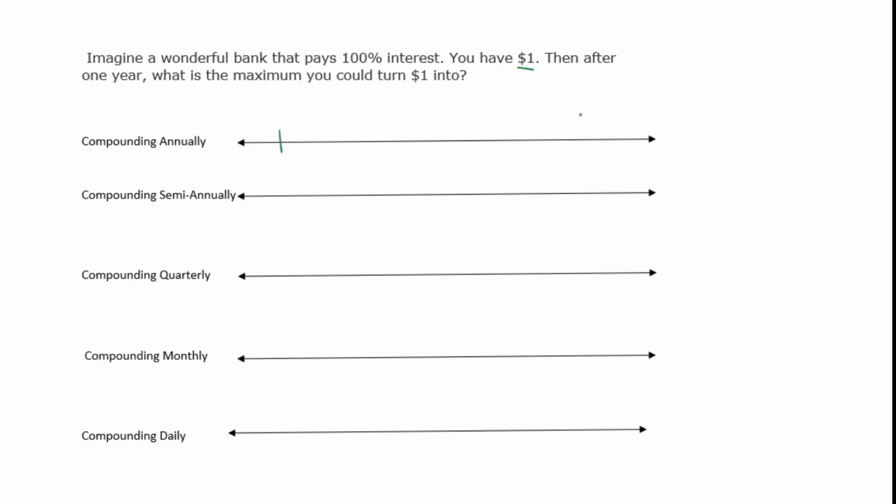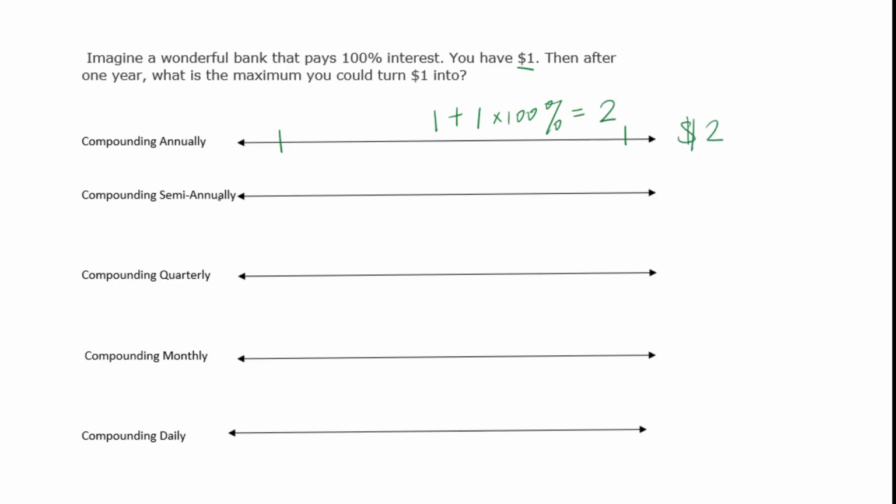At the very beginning, you have $1. Then at the end of the year, you will earn interest. That is 100%. Altogether, you will get $2.